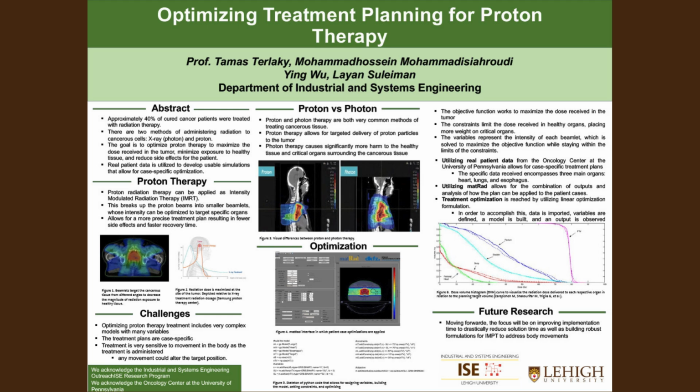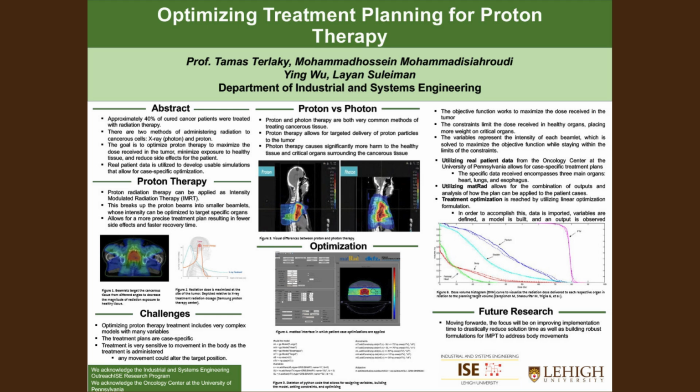The second component of optimizing a treatment plan is to utilize MATRAD, a MATLAB-based treatment planning system, to combine optimization outputs and analyze how the plan can be applied to patient cases. The final component of the planning process is treatment optimization, in which a linear optimization formula is utilized. First, data is imported, variables are defined, a model is built, and an output based on the specified constraint is observed. Still, proton therapy is not a perfect solution.